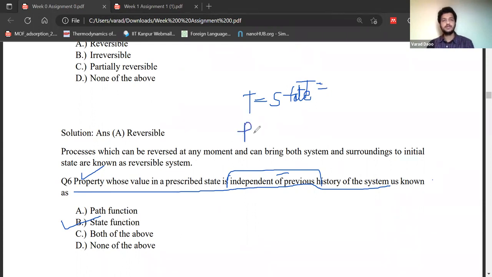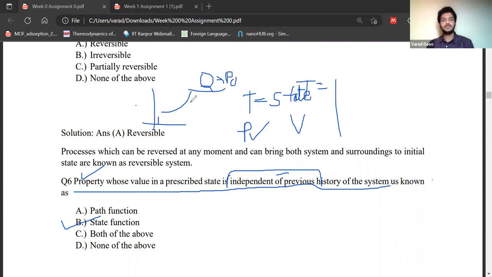Similar is the case with pressure. We do not care how this pressure was established. We just care what the pressure is. Same goes with the volume. But there are other quantities which are path functions. That means they depend on how we reach the state. For example, heat, which we will see next week. So heat is a path function.